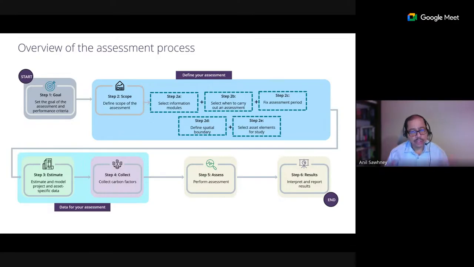Step 5 is to actually conduct the assessment. Step 6 is to produce the results, interpret and report results. Obviously, technically the assessment ends here, but this is then going to be taken into a decision-making process. Maybe you'll have to repeat the whole assessment with a different option. Let's say you had a different type of window. Now you want to have a triple glaze window. You can run the whole assessment again. So that's what you basically would do, the overall process of your assessment.